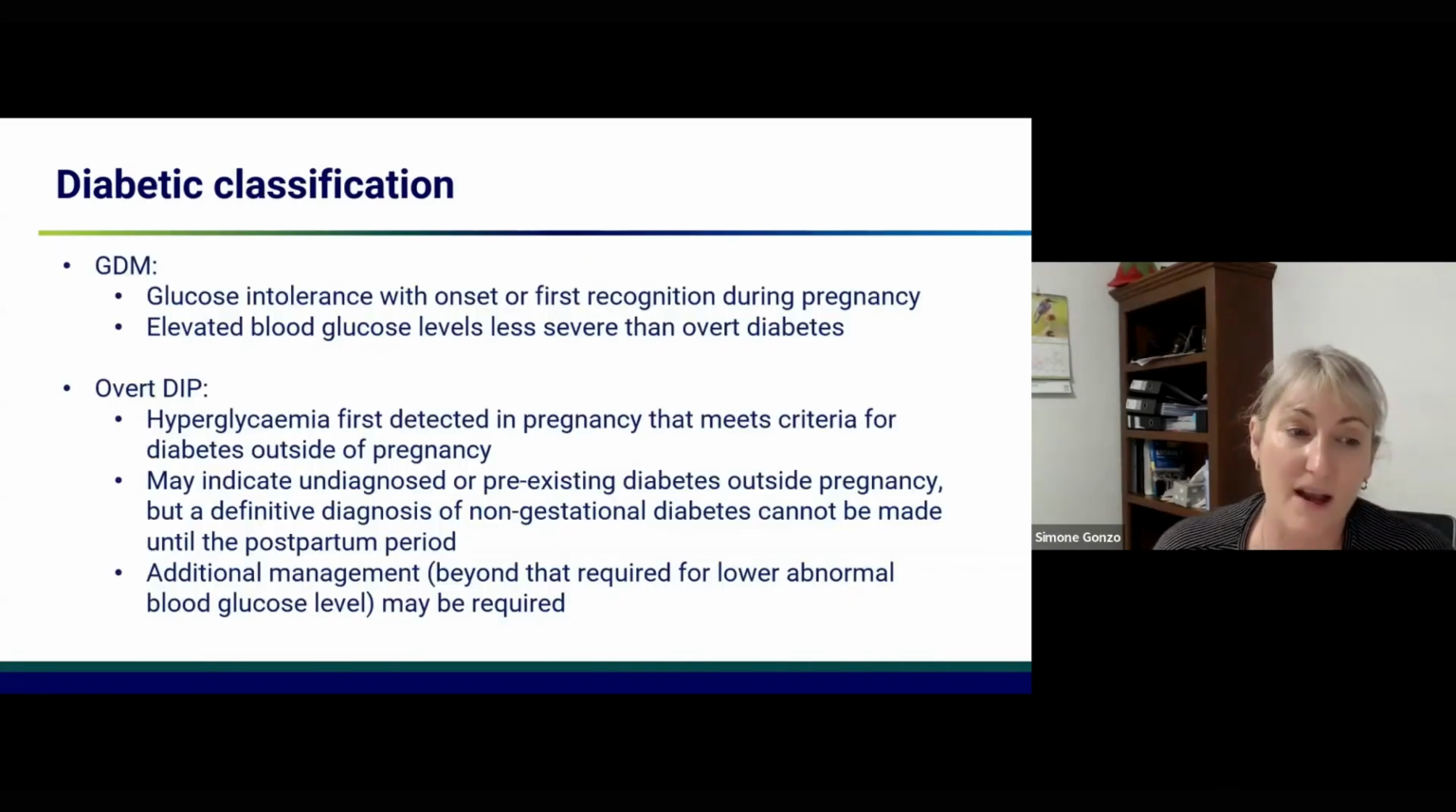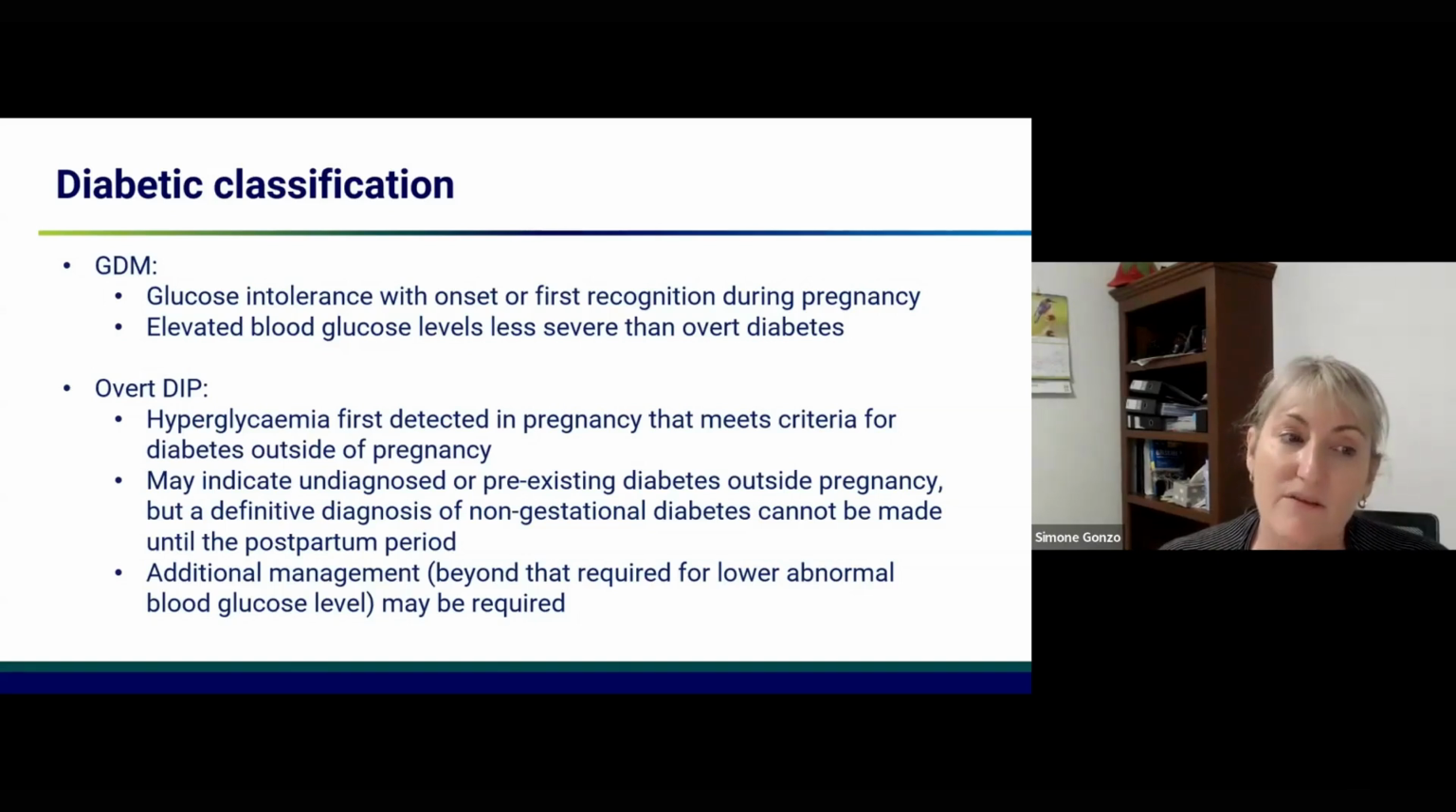And the patients on the right are the patients that present with hyperglycemia first detected in pregnancy that meets criteria for diabetes outside of pregnancy. So what we're looking for here is patients that have previously undiagnosed or pre-existing diabetes, and the definitive diagnosis of that diabetes can't be made until the postpartum period. So they require closer follow-up to make sure that we repeat their OGTT after their pregnancy is complete and manage them appropriately. The additional management beyond that may be required for a lower abnormal blood glucose level.